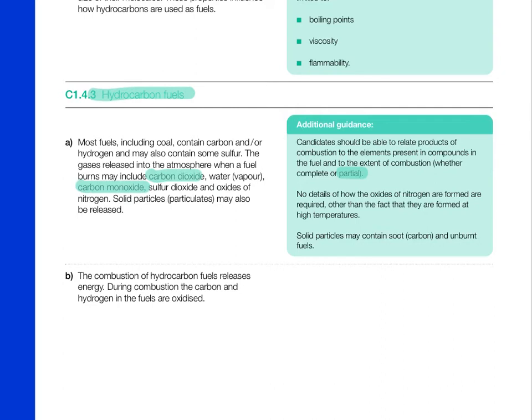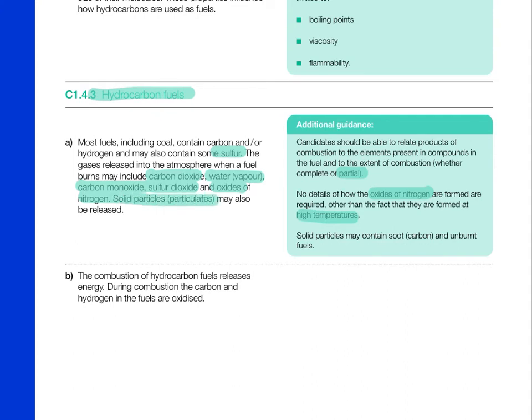You don't need to know how oxides of nitrogen, so nitrogen oxides, are made, other than the fact that they're just formed at high temperatures. So the nitrogen in the air around us will react at high temperatures, and that's how we get nitrogen oxides. The other things that can be made from combustion are things like water vapour, and you also get sulfur dioxide because some fuels might contain sulfur, which will react with the oxygen when it's burning. And we also mentioned oxides of nitrogen as well, which are formed at high temperatures.